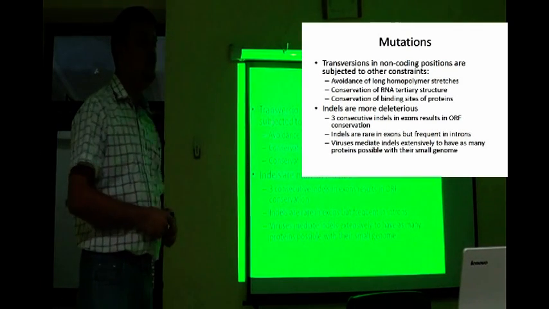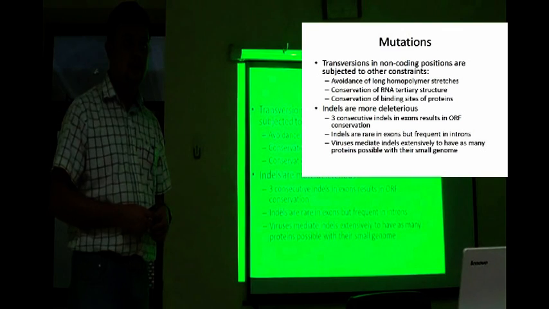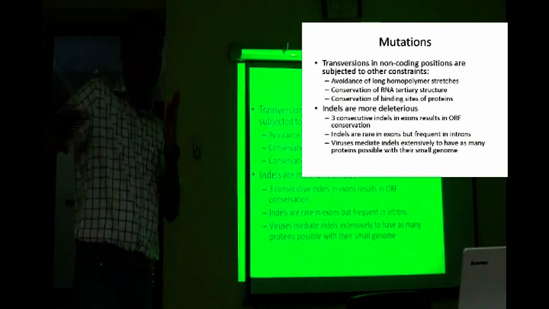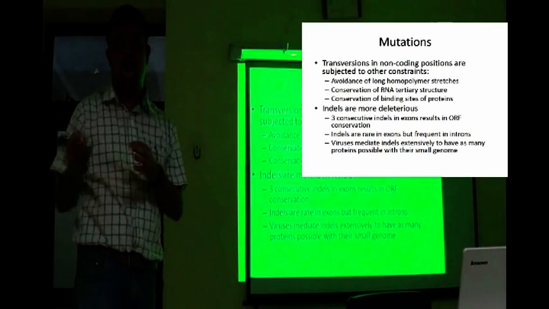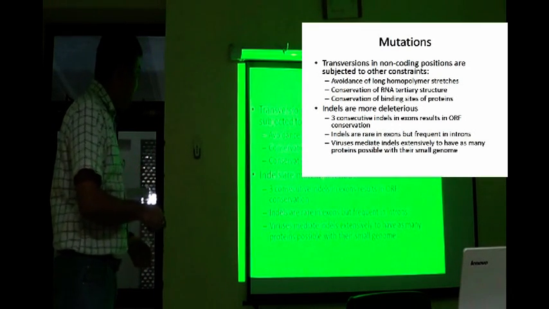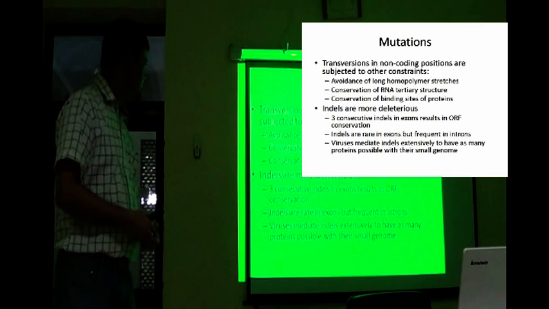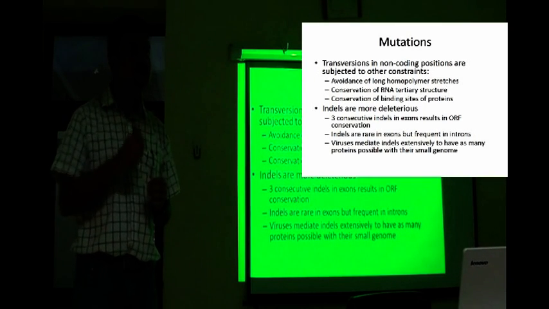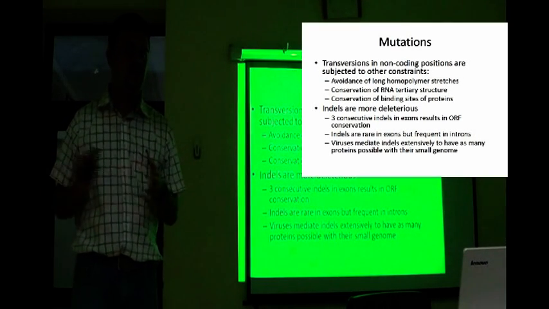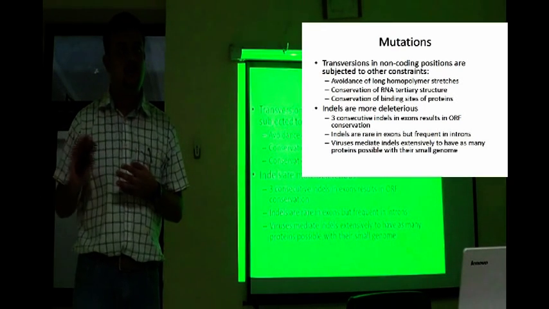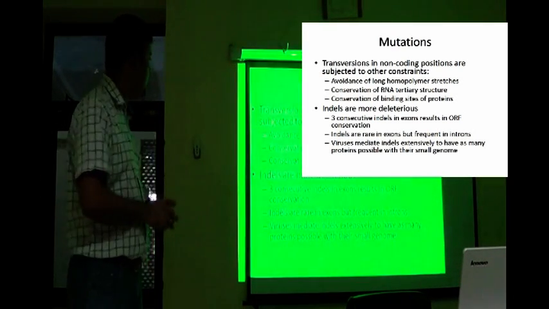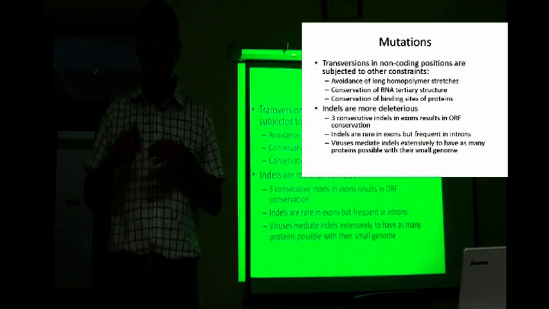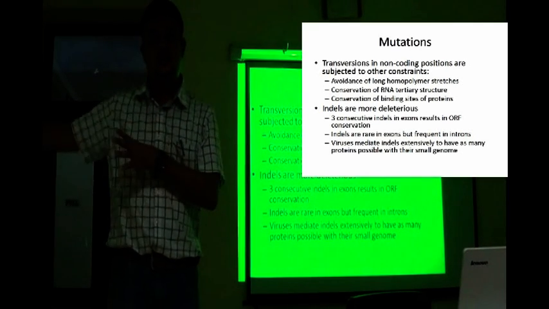Then indels are a lot more deleterious, right? Because an indel not only causes one amino acid change, it changes everything downstream, because of the ORF, the open reading frame. While 3 consecutive indels in exons result in ORF conservation. For example, 3 insertions will not result in a change of the entire ORF. That is why most additions or deletions occur in multiples of 3, so that the entire thing is not changed.